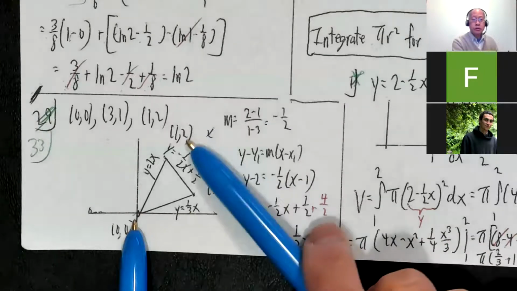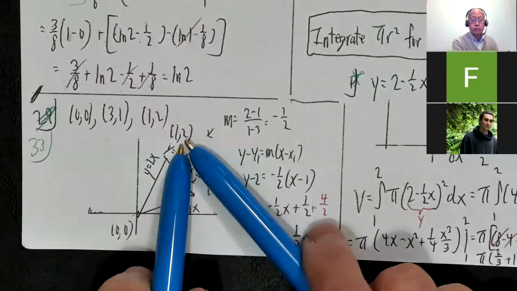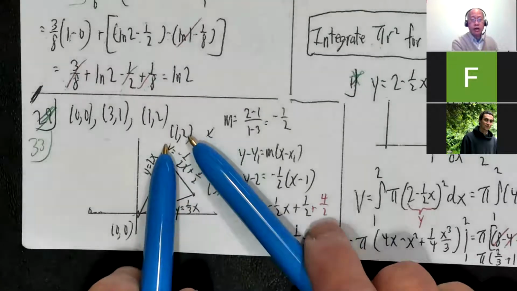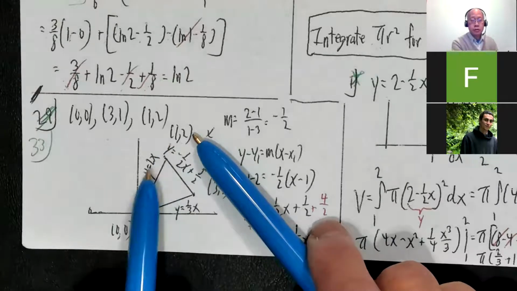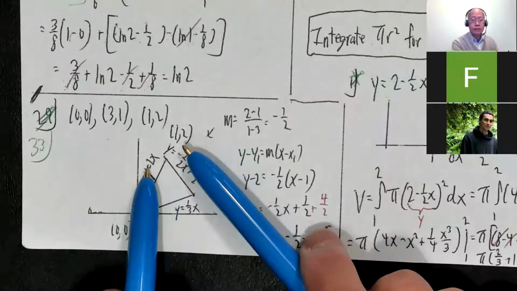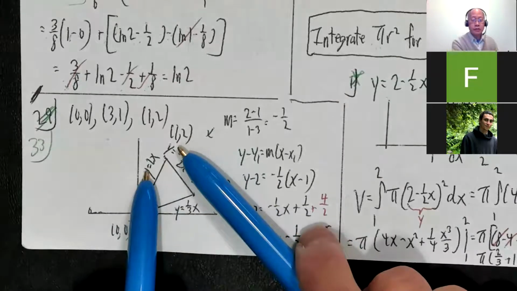From (0, 0) to (1, 2), the slope is y2 minus y1 divided by x2 minus x1, which is 2 minus 0 divided by 1 minus 0, so 2. The slope is 2, and b is 0, so this is y equals 2x.